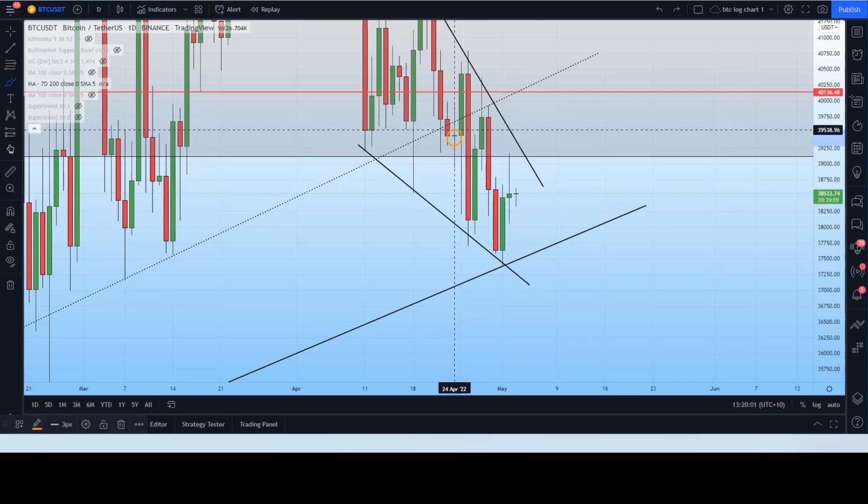This is called a long-legged doji candle. All right, this is very different. This signifies that during this period, bulls and bears had equal strength, which means the price can continue in any direction.